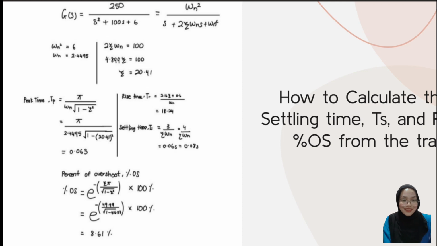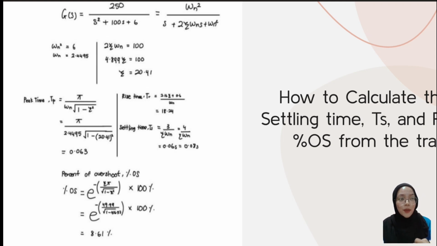Alright, next, how to calculate the peak time, settling time, and percent overshoot from the transfer function. From the transfer function, we need to equate to the formula that given, which is omega n squared over s squared plus 2 zeta omega n s plus omega n squared. So how to get the peak time? We need to find the omega n and also damping ratio.